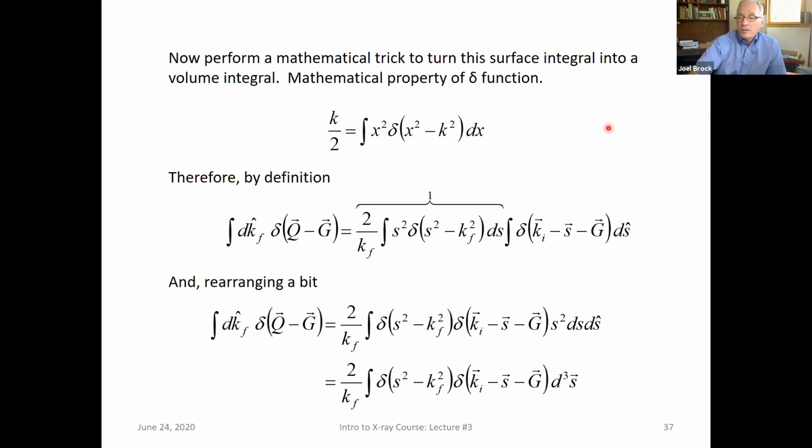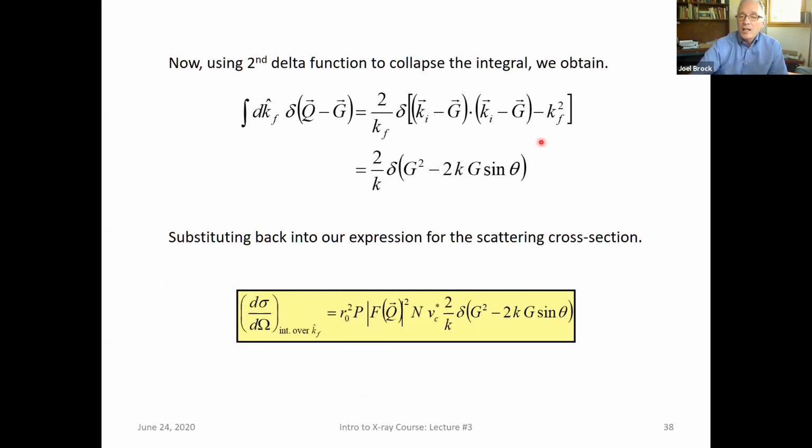Now we're going to do some math tricks. There's a mathematical property of the delta function that this particular integral is just K over 2, a true statement. That means I can both multiply by this function and divide by it, and that's a 1. I take my original expression, multiply by 1, rearrange things, flip things back and forth, and I come up with this expression down here at the bottom, which then collapses the integral, leaving me with this final result.